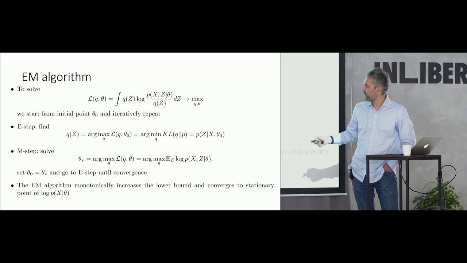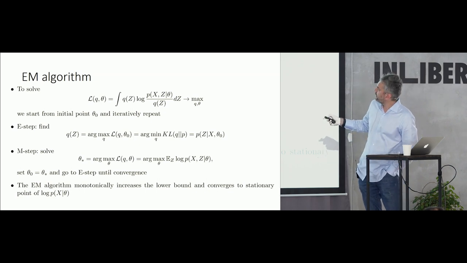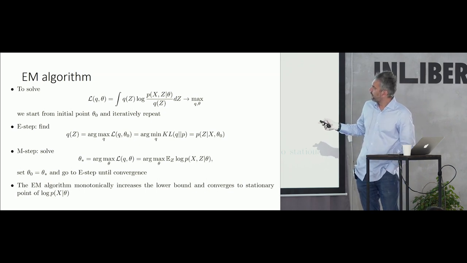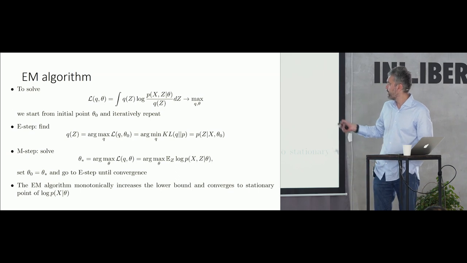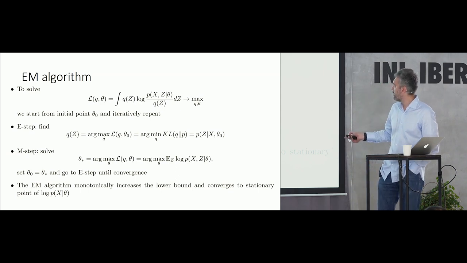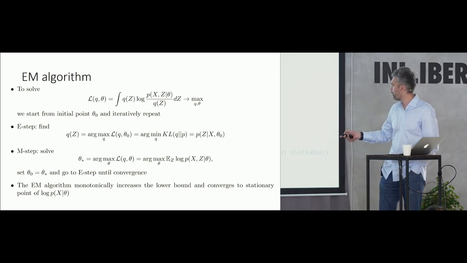Okay, now let's consider the M-step. At the M-step, we fix Q, and we would like to optimize this expression with respect to theta. If we split this log into two, we'll easily notice that the second term, minus log of Q of Z, doesn't depend on theta, right? Because the denominator doesn't depend on theta, so only the numerator depends on theta. And this means that we simply optimize this expression, the expectation with respect to Q of log of the joint distribution over X and Z. And this is exactly what we have here.